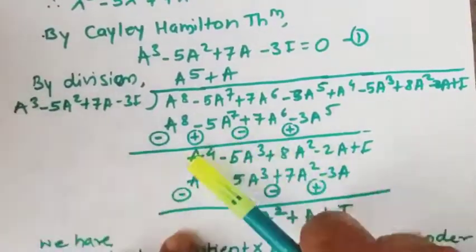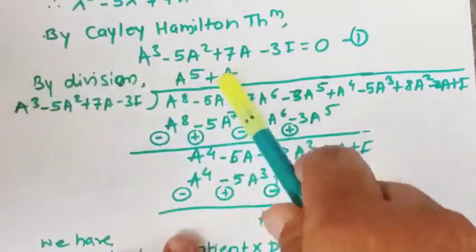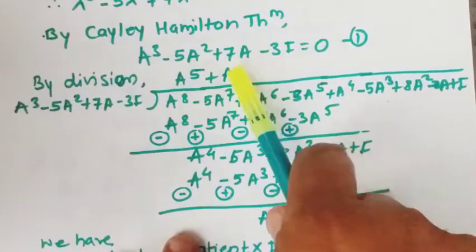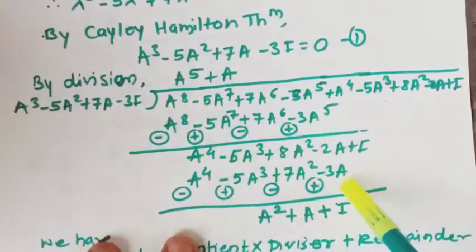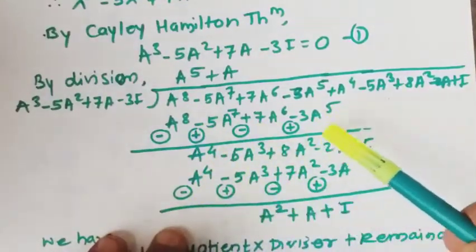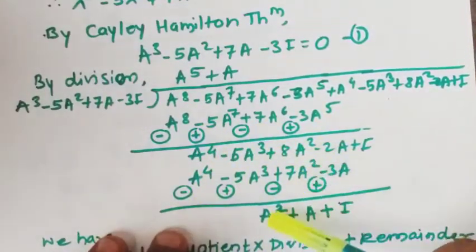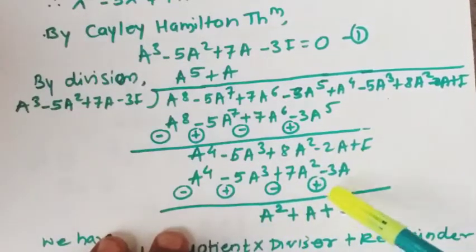Fine. Now here we are having A raised to 4 power. The power of this is A raised to 3, so plus will multiply by A. After multiplying by A, we'll get a 4th degree polynomial like this. Now again these two will get cancelled, these two will get cancelled. 8A square minus 7A square will be A square. 3A minus 2A will be A, and plus identity matrix.